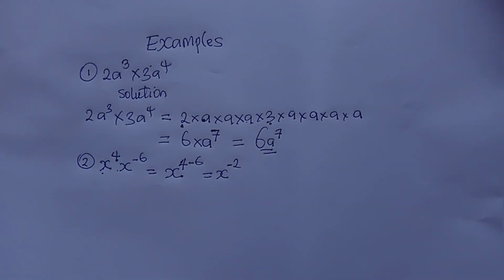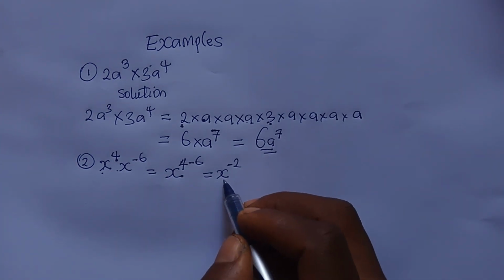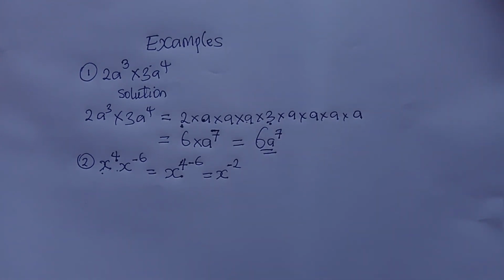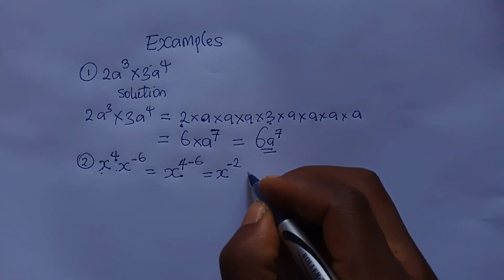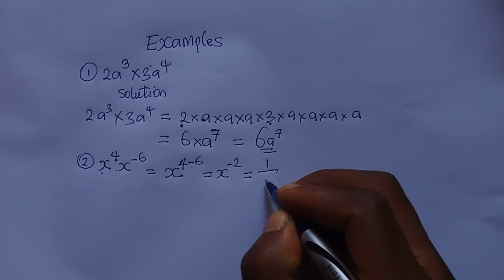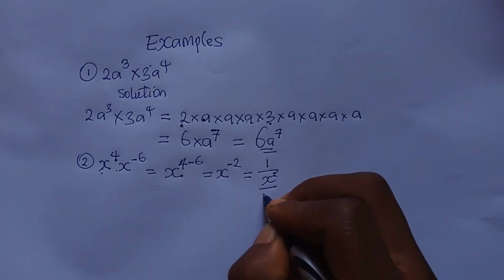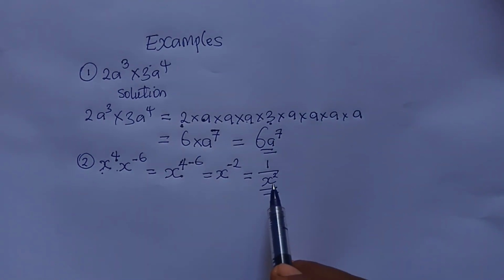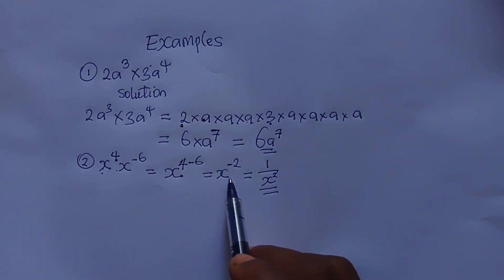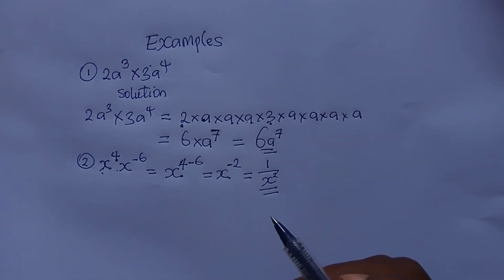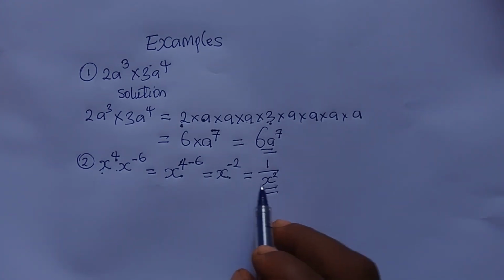Now, for the sake of objective questions, the answers to the questions may not come as x raised to power minus 2. But then, don't forget that under negative index law, we said that this is the same as saying 1 all over x raised to power 2. So in the case of OBJ questions, the answer may come in this form or in this other form. But whichever way they twist it, just know that the answers are the same thing.